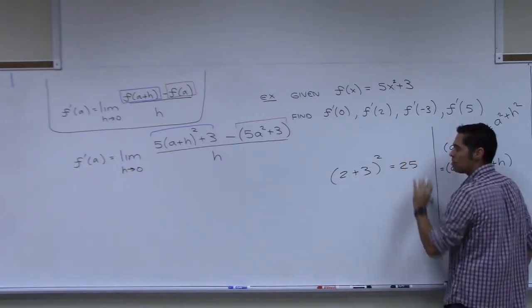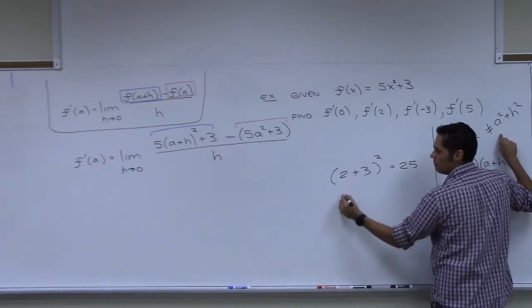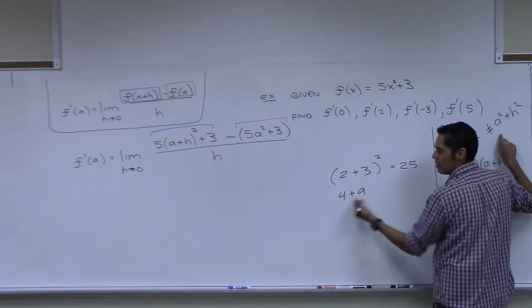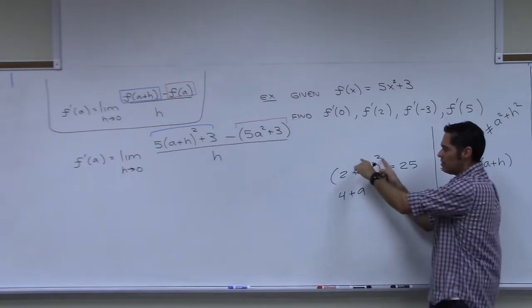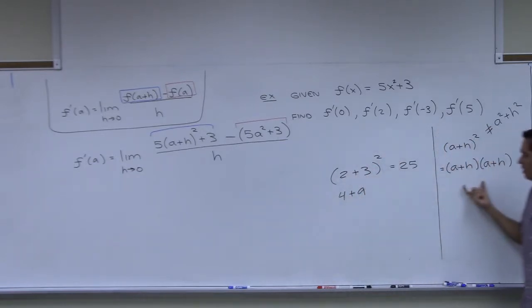25. Okay, now let's try and do it this way, where you just square each one atom. What's 2 squared? 4 plus what's 3 squared? 9. That's what? 13. That's not 25. So this squaring of each one is a bad algebraic move. You have to do this.